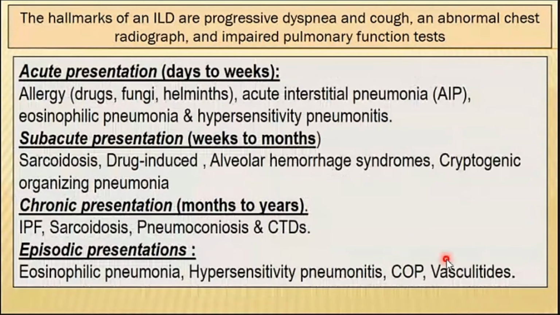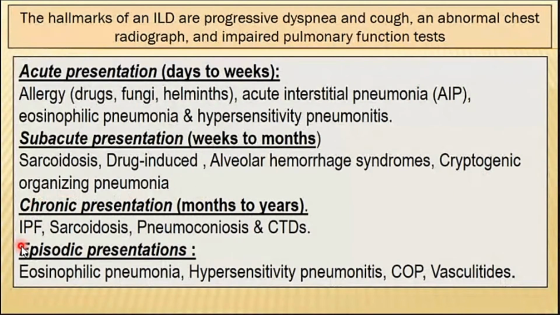Now, when you look at the way in which the ILD may present, an acute presentation, with symptom onset to symptom worsening of days to weeks, may be allergy, could be AIP, can be eosinophilic pneumonia or hypersensitivity pneumonitis. Subacute presentation of weeks to months can be sarcoidosis, drug-induced, alveolar hemorrhage syndromes such as your Goodpasture's, your Wegener's, and all that. I can't call it Wegener's now, GPA, granulomatosis with polyangiitis, cryptogenic organizing pneumonia and all that.